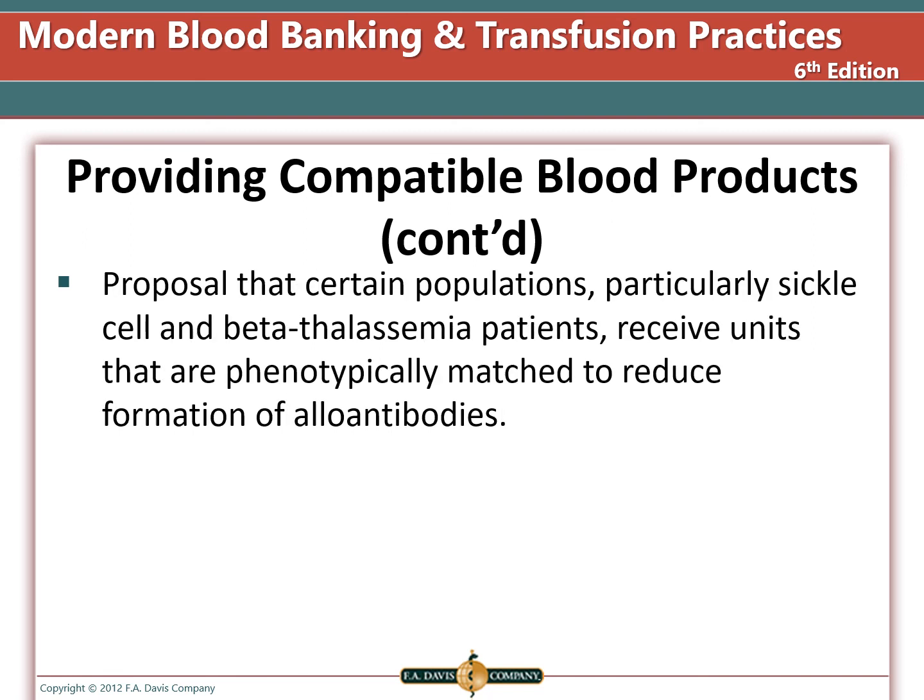It is generally proposed that certain populations, those that require multiple transfusions throughout their lives, should receive phenotypically matched cells to avoid formation of alloantibodies. These are people with beta thalassemia and sickle cell disease.